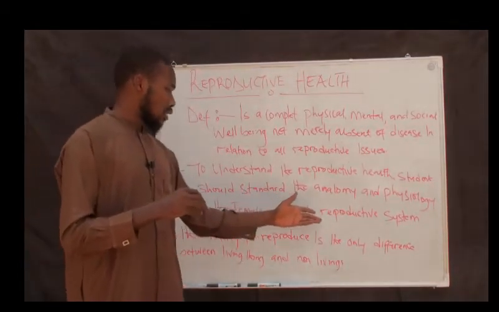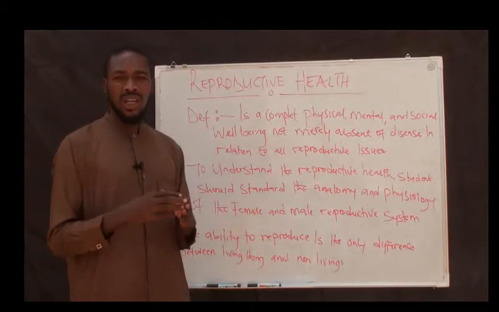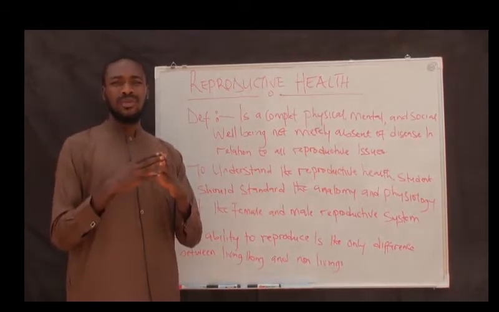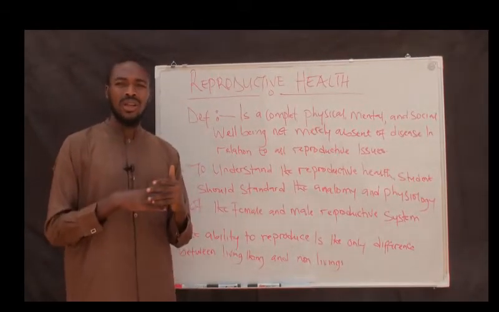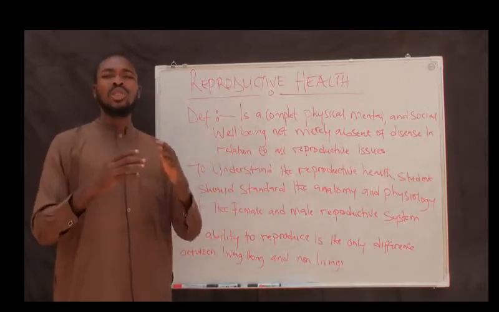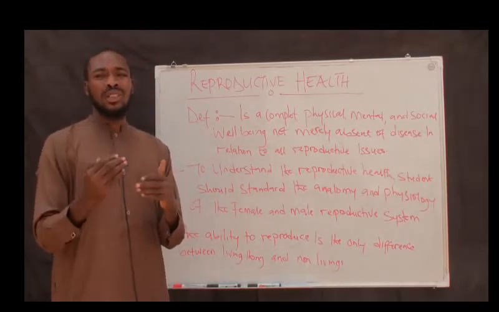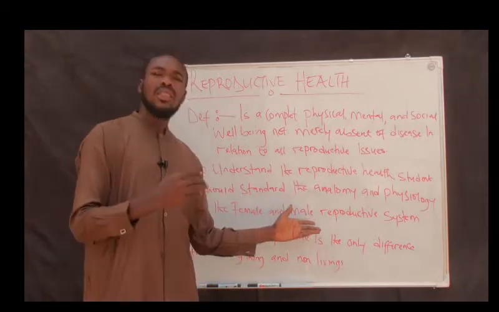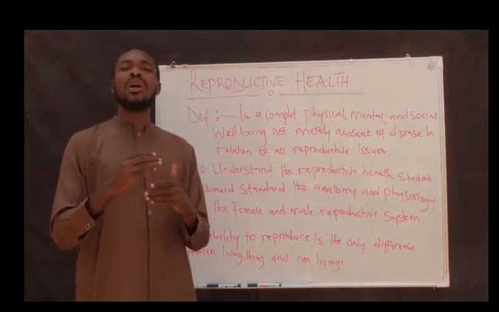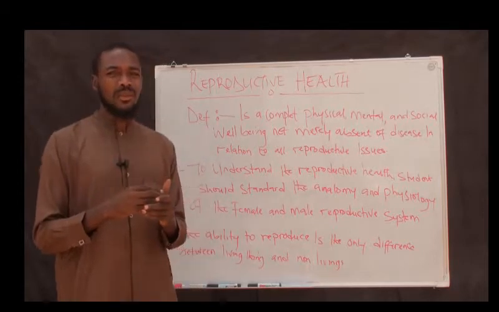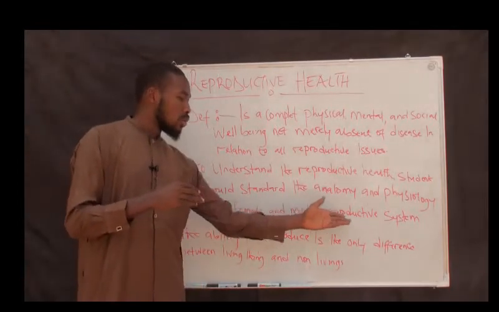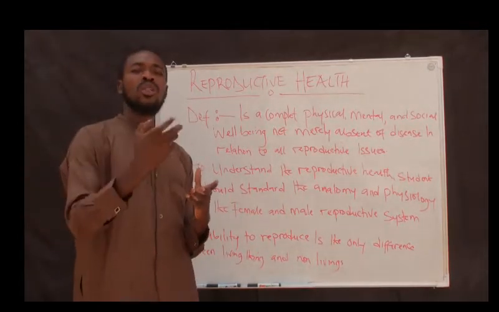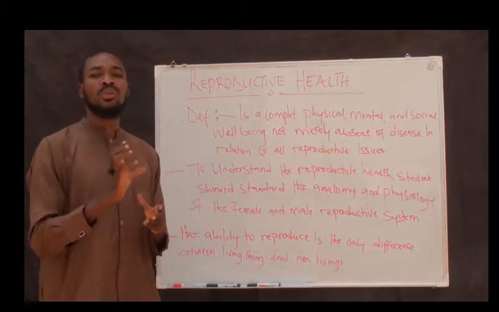The functions of the female reproductive organs include the following: formation of ovum, reception of spermatozoa, providing a suitable environment for fertilization to take place, development and childbirth, and lactation, that means breast milking or breastfeeding. The functions of the male reproductive system include the formation of spermatozoa and transmission of the spermatozoa.